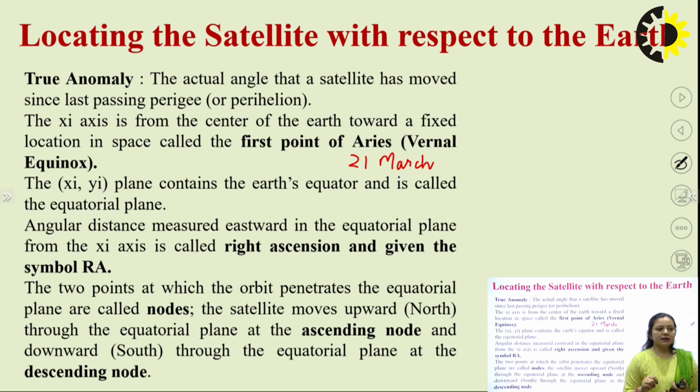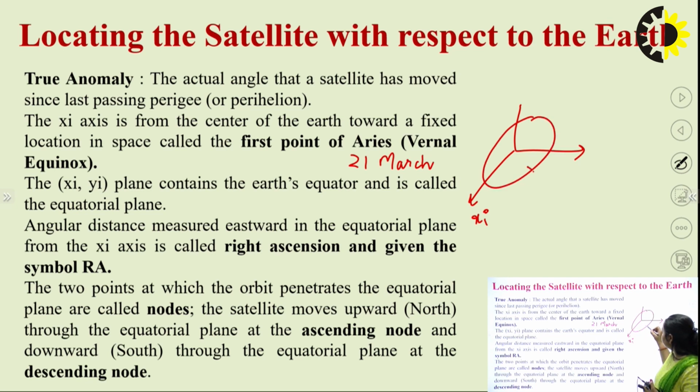Like in the previous diagrams, we have seen that if this is my coordinate system, I have my xi here, that is my first point of Aries, and let's say I have this somewhere, this is my ascending node. So this angle we call the right ascension of ascending node. The angle between the first point of Aries and the ascending node, measured in the eastward direction, we call the right ascension of ascending node, given by the symbol Ra.